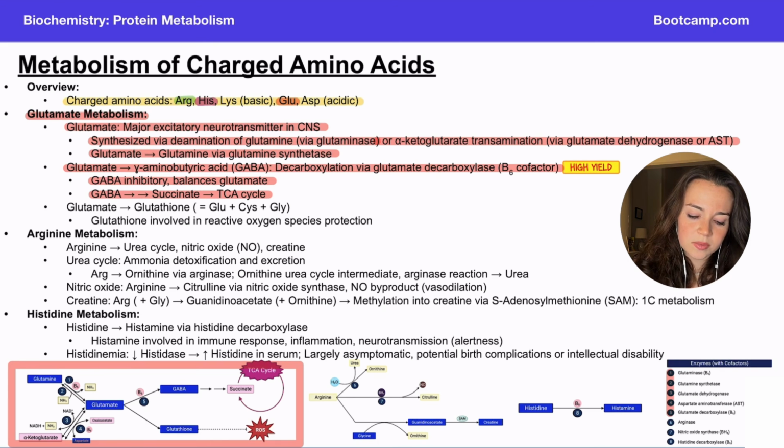The other thing glutamate could become was glutathione. Glutathione is a combination of glutamate, cysteine, and glycine. And that glutathione, remember we said, is important for protection against reactive oxygen species. All right, done with glutamate.